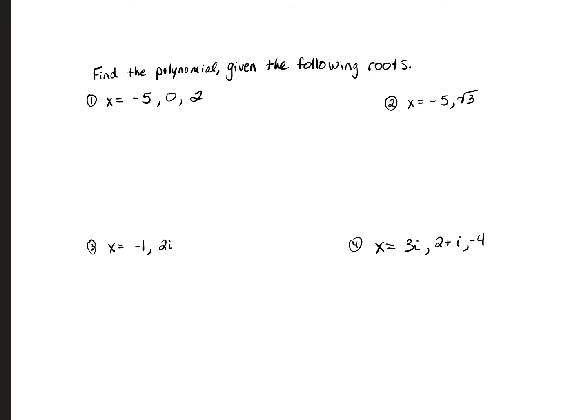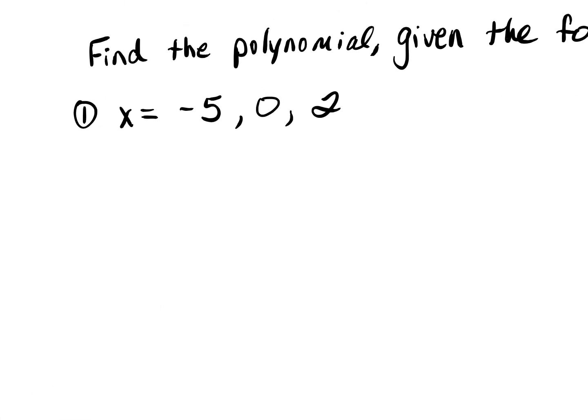What do you notice about number 1? They're all real, right? So this is just basic algebra. What do you notice about number 2? They're both real, but one of them's a what? A square root. You still treat it the same way. Number 3, you have an imaginary, and in number 4, you have an imaginary. So let's go ahead and let's do number 1 together.